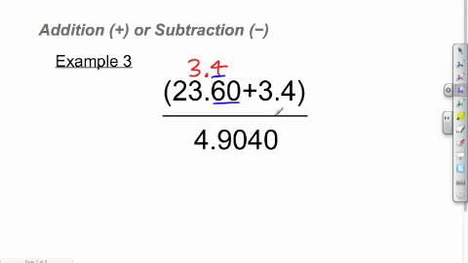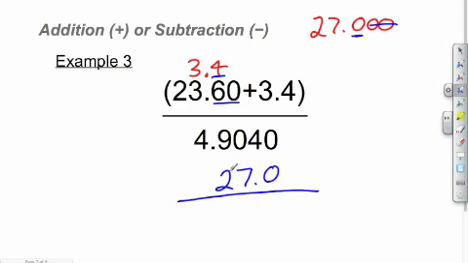So 23.60 plus 3.4, I get for an answer 27.000. Okay? So 1 place after the decimal would just simply be this 0 right here. These other zeros are not going to round that up, so I just mark them off. And so the answer of my numerator becomes 27.0.